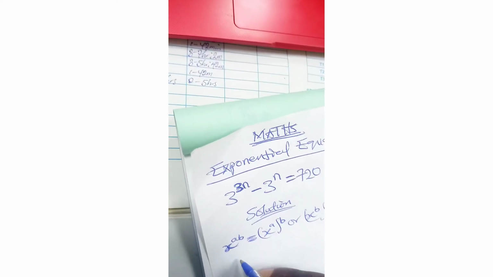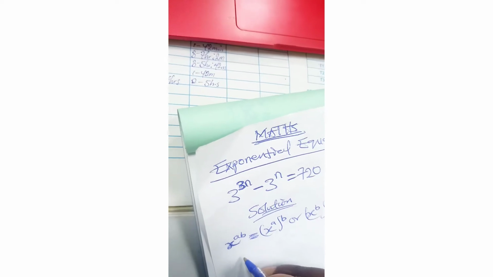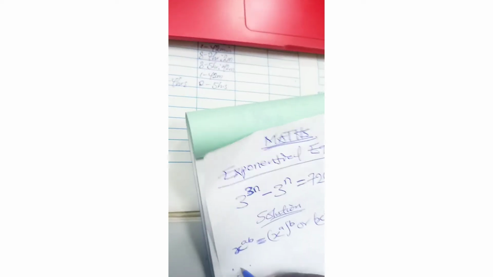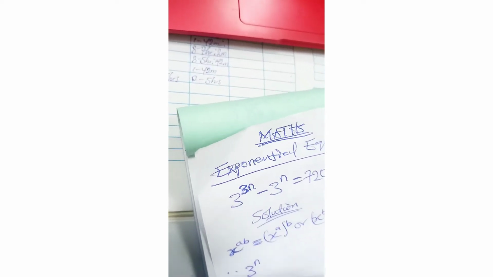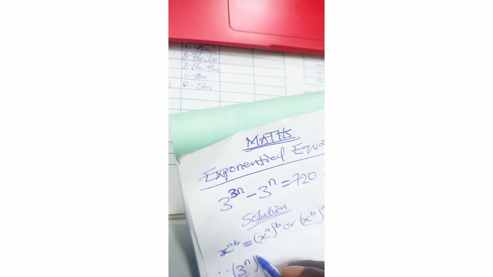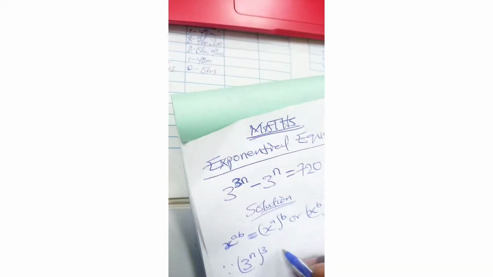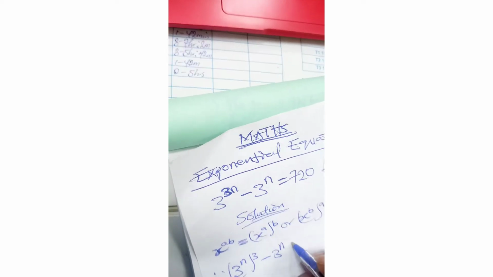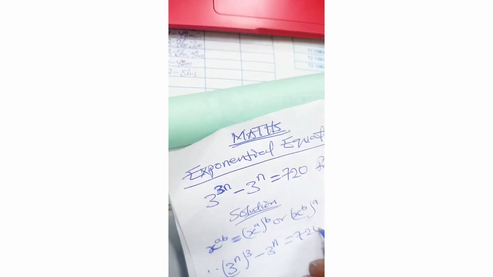Now if we have 3 raised to power 3n, we can rewrite that to be 3 raised to power n into raised to power 3, like this, minus 3 raised to power n is equal to 720.